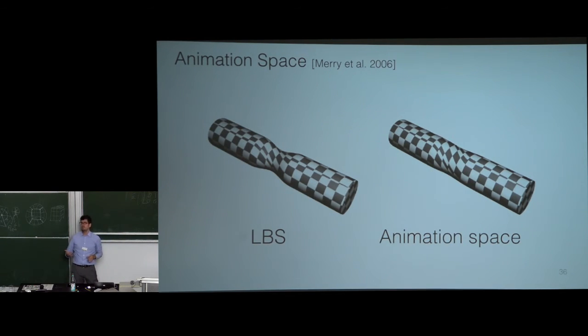So similar to multi-weight enveloping, we can get rid of artifacts like the candy wrapper effect. But again, we have this problem that these weights, how each vertex corresponds to the different components of the rest position, are somehow unintuitive and need to be trained from examples.